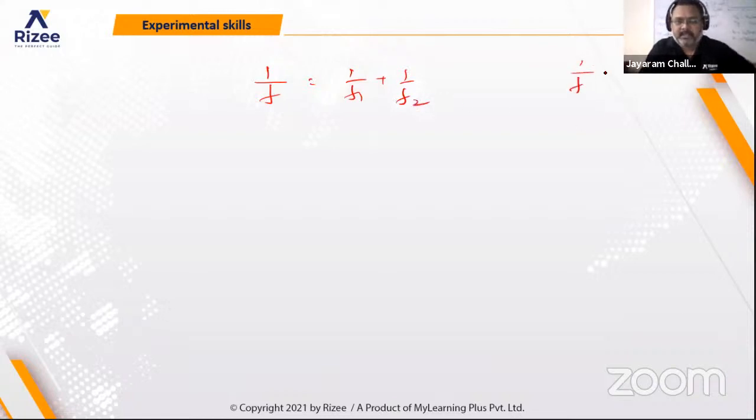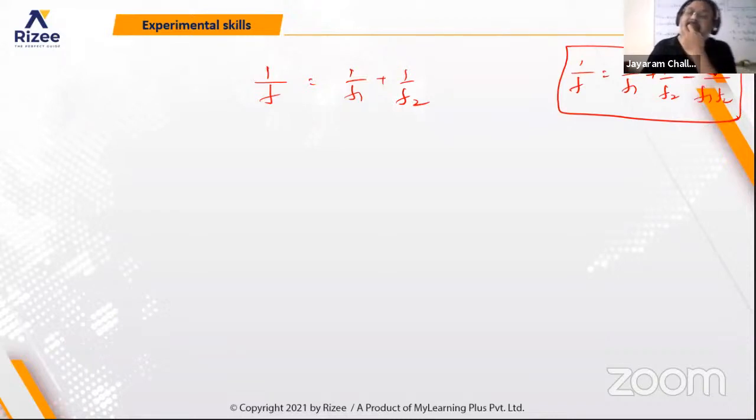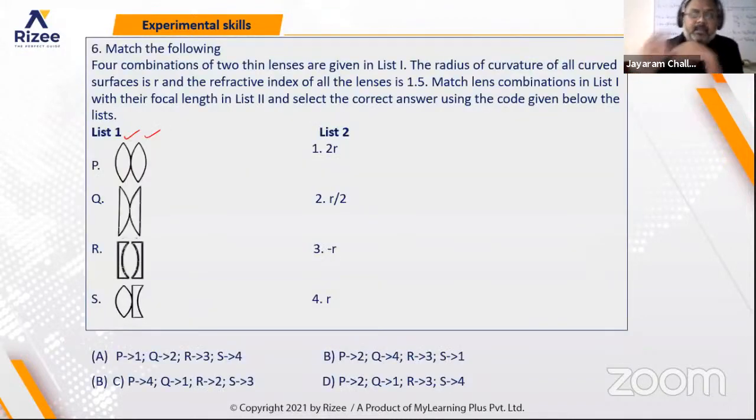If there is a certain gap, then 1/f = 1/f1 + 1/f2 - d/(f1 f2). This is the relation between the focal lengths, or combined or effective focal length, if they are separated by some distance. Here, since there is no separation, you can directly go.